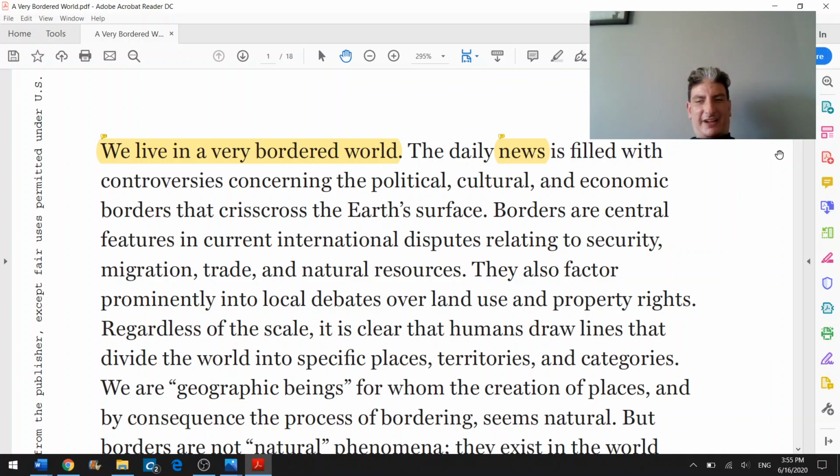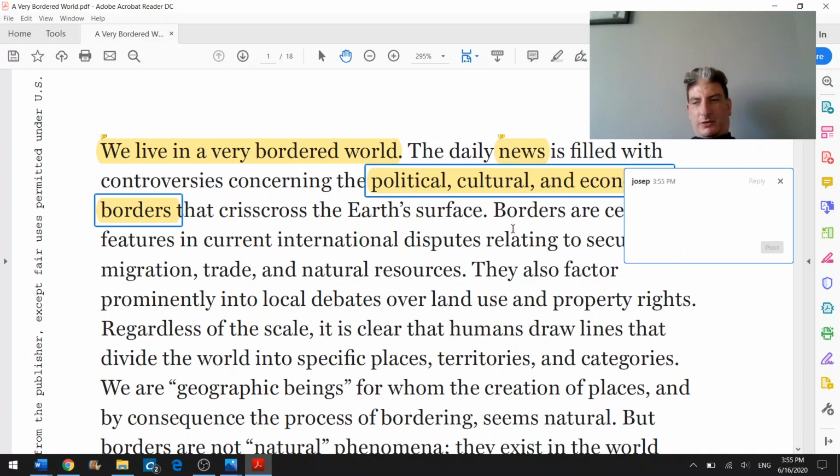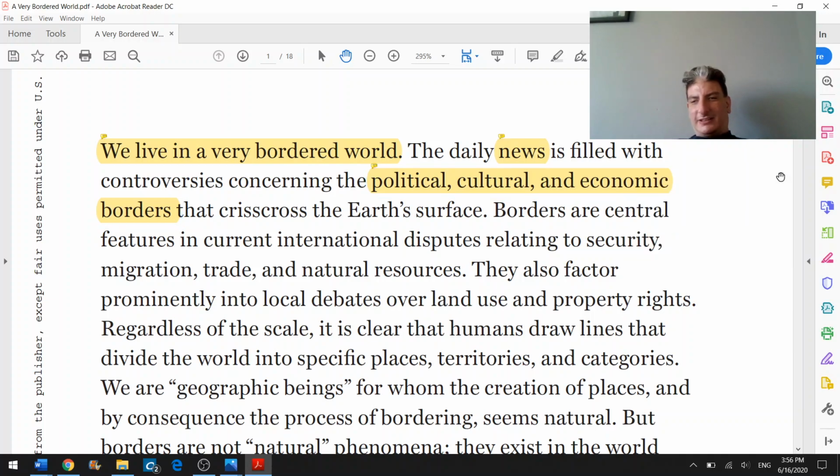So they finally talk about borders, and notice that when I'm looking at this, one of the first things I highlight is not the fact that it's about borders. What kind of borders is this person talking about? Why these three? I'm sure there's more than three borders that these authors could have talked about. But why particularly political, cultural, economic?